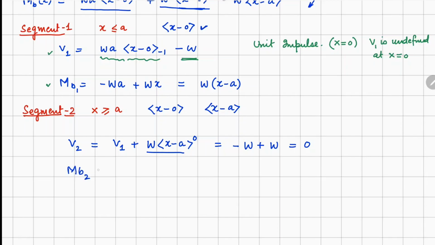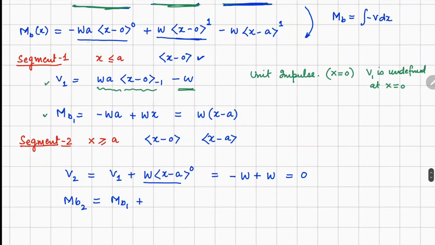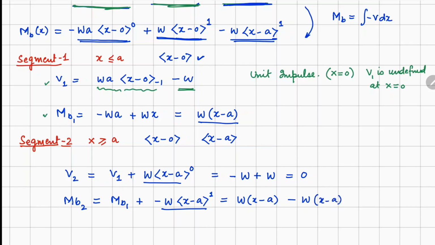Similarly, if you look at your MB2, it is going to be MB1, which is the first two terms, this one, and we can add the last term here, which is minus W times (x minus A) to the power 1. So if you simplify, put the value of MB1, which is this one right here, so W times (x minus A) minus W times (x minus A), if I write this as a polynomial, this becomes x minus A. It cancels out with this, so you get 0 here. So now we have four values.